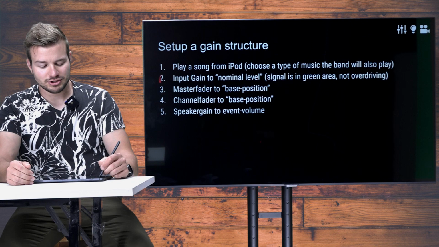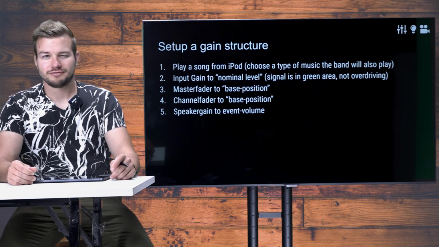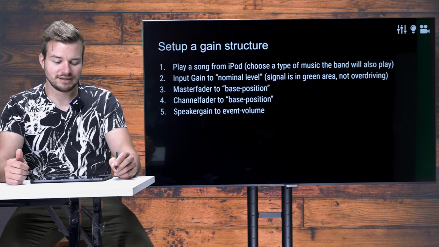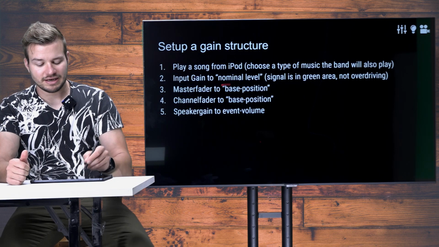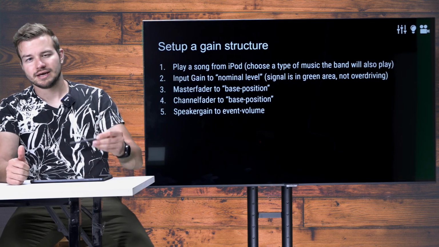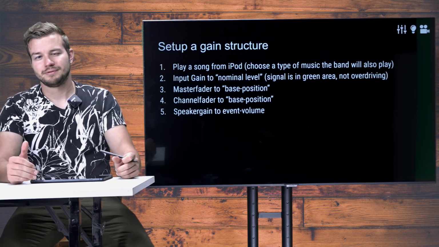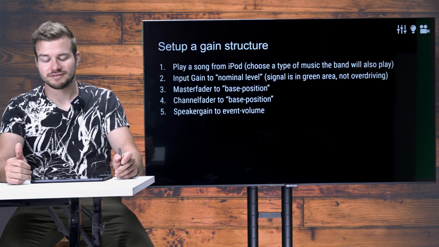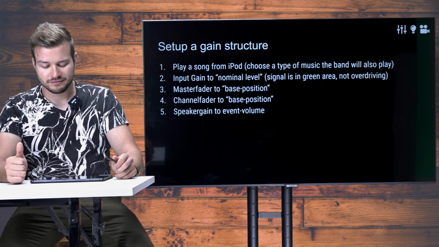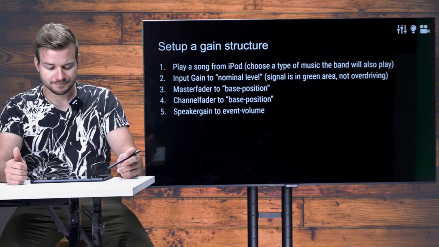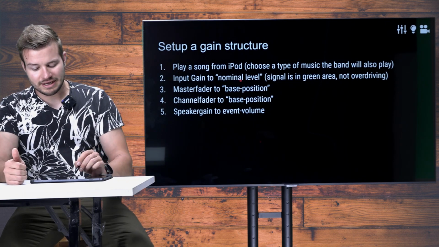Then number 2, set the gain of the channel, so the channel gain, to nominal level. So nominal level is what I just explained before, so it goes up close to the orange area of the gain or the level bar. Set it to nominal level.